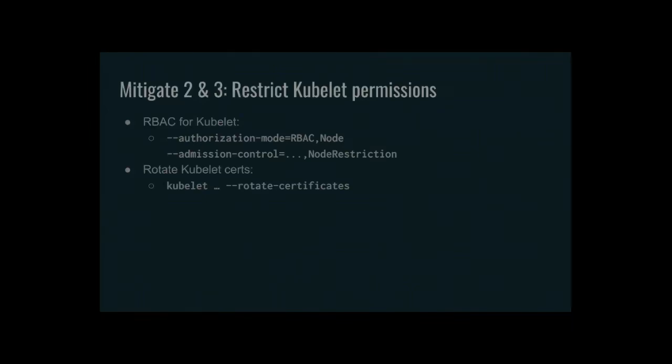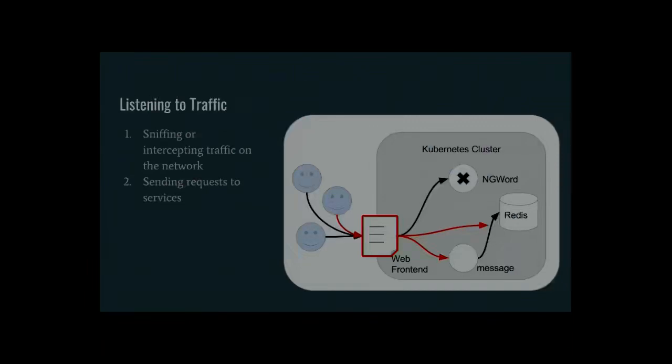Also, setting the certificates to rotate is helpful, so that if somebody extracts the certificate for that kubelet and then tries to use it against the API server, it will get rotated relatively quickly. Once you've kicked the attacker out of your cluster, they won't be able to just still use that certificate in perpetuity.